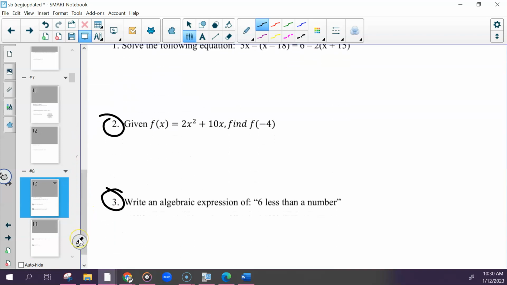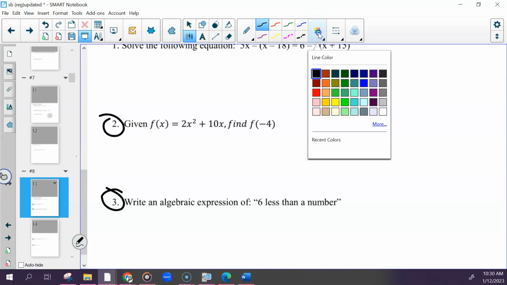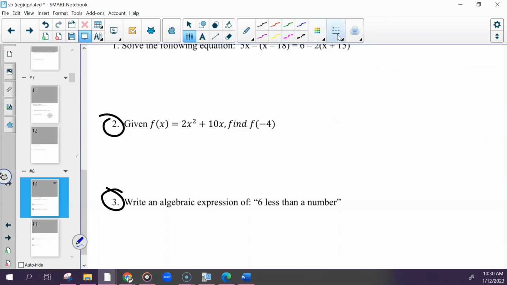Alright, so let's start with number 2. This is like an evaluating problem, but it's with function notation, the f of x, which means the number we're given here, we're going to put that in for x. So f of negative 4 equals, anytime you see an x, you're going to replace it with negative 4. So 2 times negative 4 squared plus 10 times negative 4. Then you can either put that all in your calculator all together or do it individually.